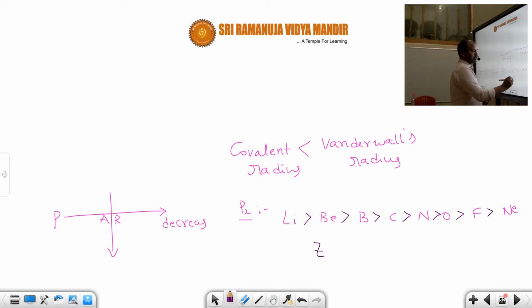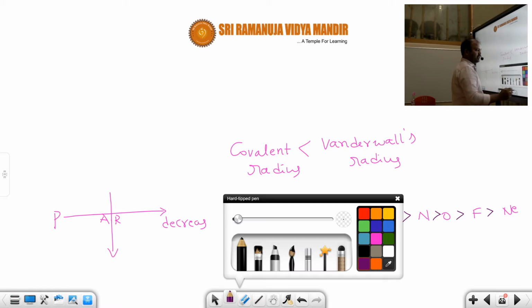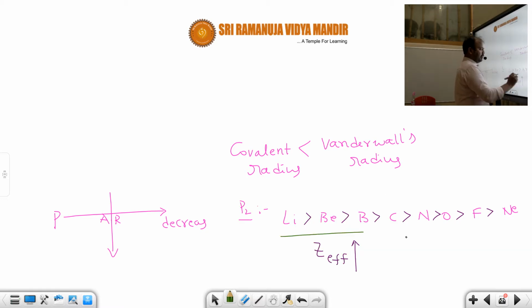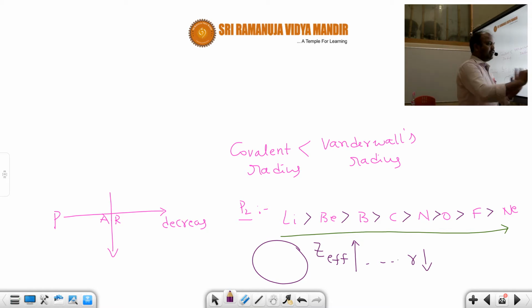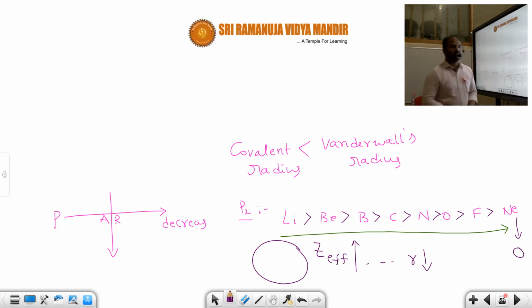The reason is that effective nuclear charge increases from left to right along the period. When the effective nuclear charge increases, atomic radius decreases. We expect lithium to have the largest atomic size, and atomic radius gradually decreases from left to right along the period. That's why we expect neon to have the smallest atomic radius.